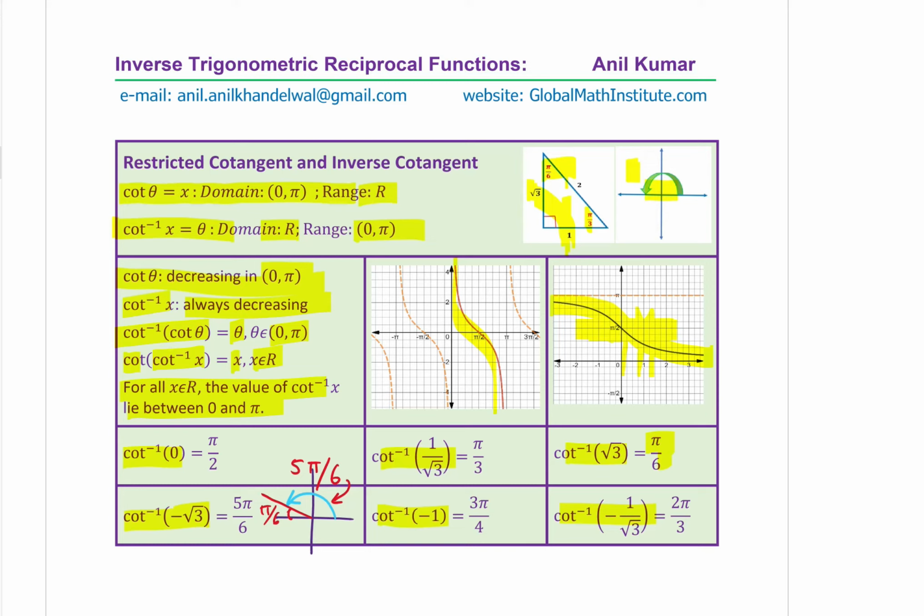Cotangent inverse of minus 1 is the value 3 pi by 4, right? So again, that is the solution. Perfect. Cotangent inverse of minus 1 over square root 3 is 2 pi by 3. A small practice on this will help you understand how do we find the inverse of cotangent functions.